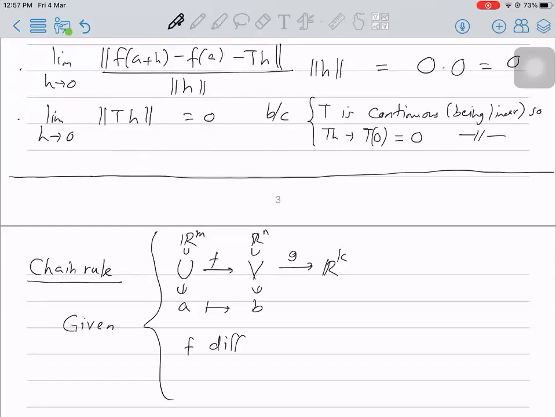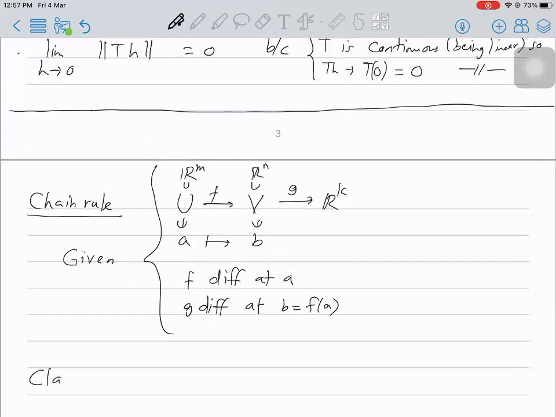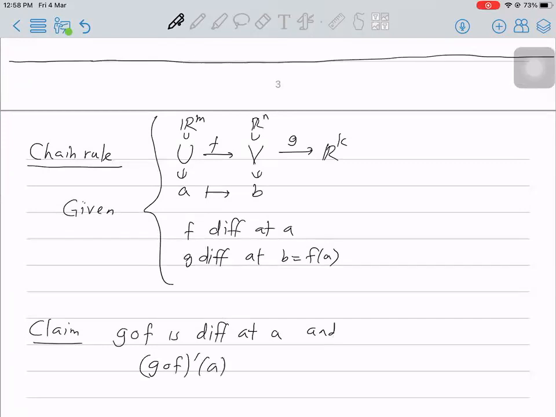F is differentiable at A, G is differentiable at B, which is equal to F of A. Then what is the conclusion? Claim. First doing F and then doing G is differentiable at A, and what is its derivative? Exactly the same rule that we had earlier, but understood properly.